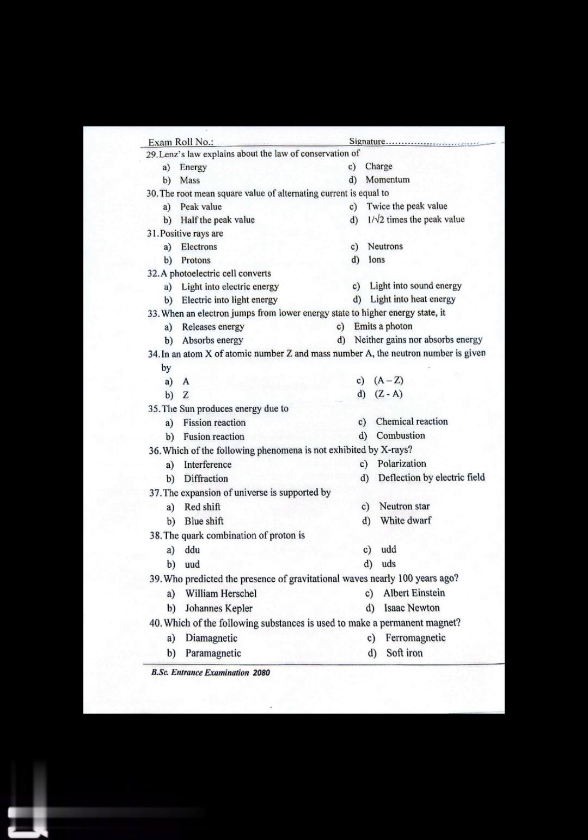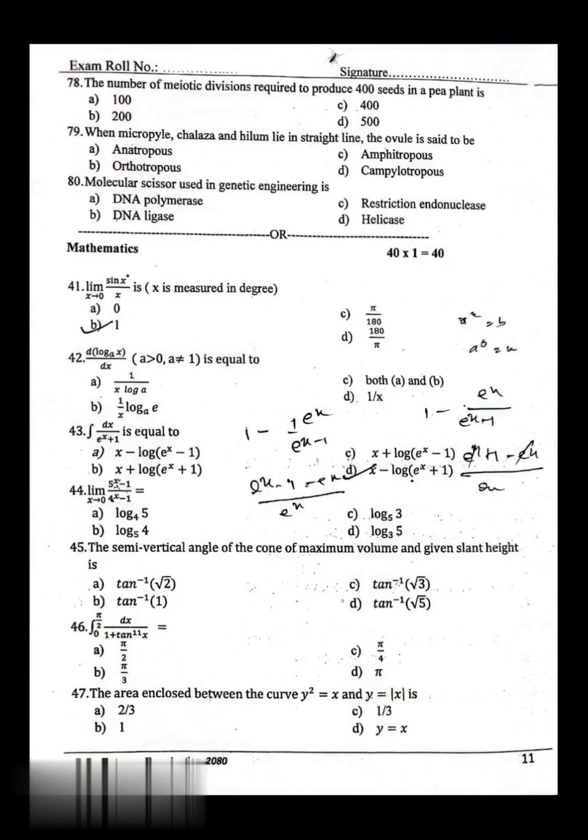39. Who predicted the presence of gravitational waves nearly 100 years ago? A. William Herschel, B. Johann Kepler, C. Albert Einstein, D. Isaac Newton. 40. Which of the following substances is used to make a permanent magnet? A. Diamagnetic, B. Paramagnetic, C. Ferromagnetic, D. Soft iron.